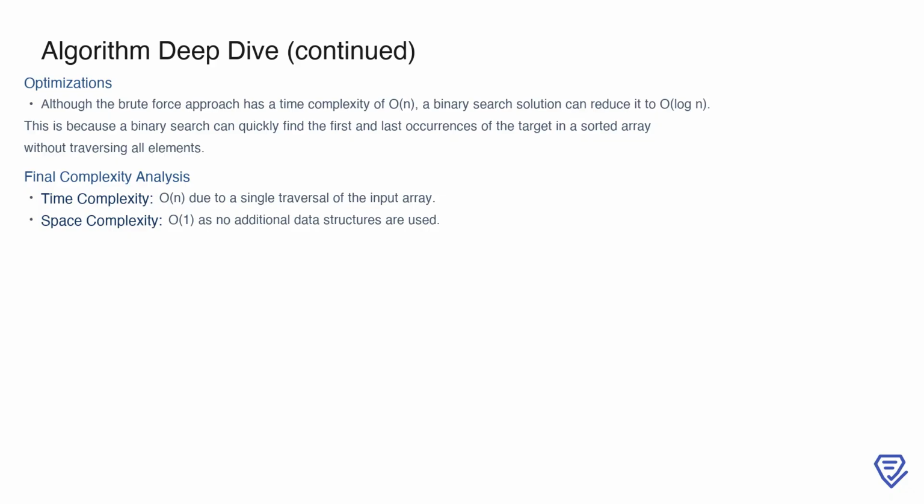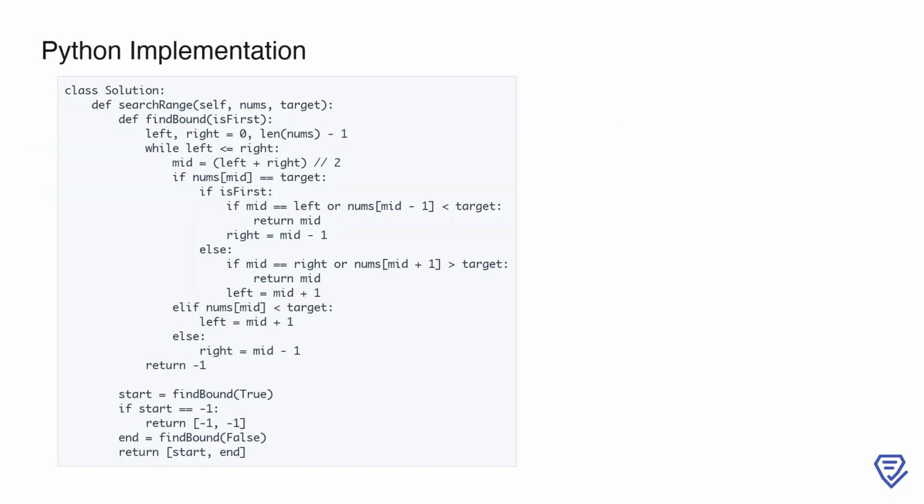In terms of space, both approaches are efficient, with a space complexity of O(1), because no additional memory is required. By optimizing the algorithm, we achieve a faster and more scalable solution, especially for large input arrays. This implementation solves LeetCode problem number 34, Find First and Last Position of Element in Sorted Array.